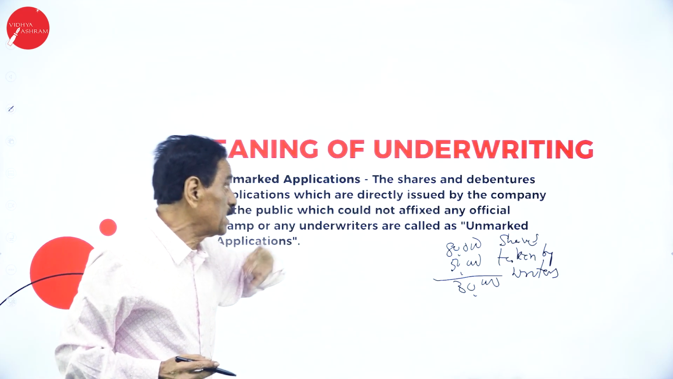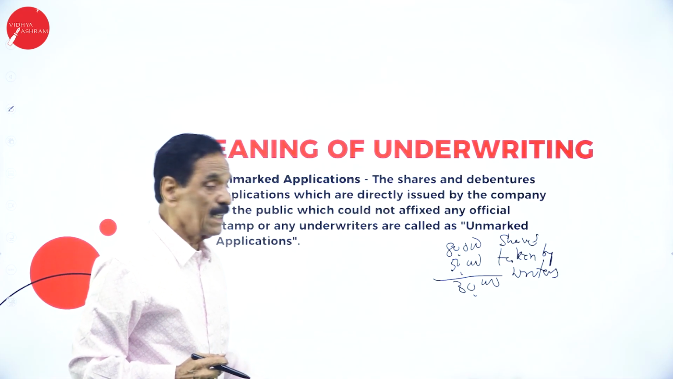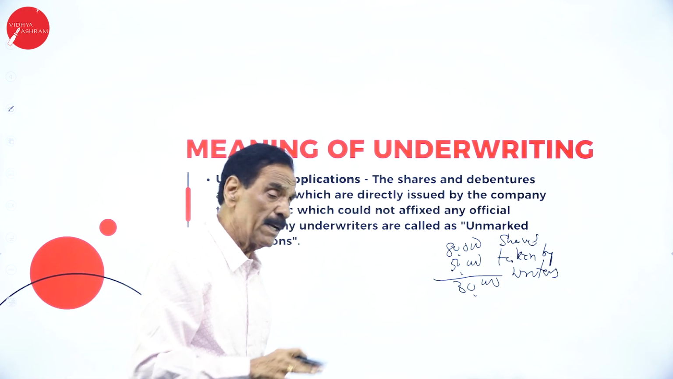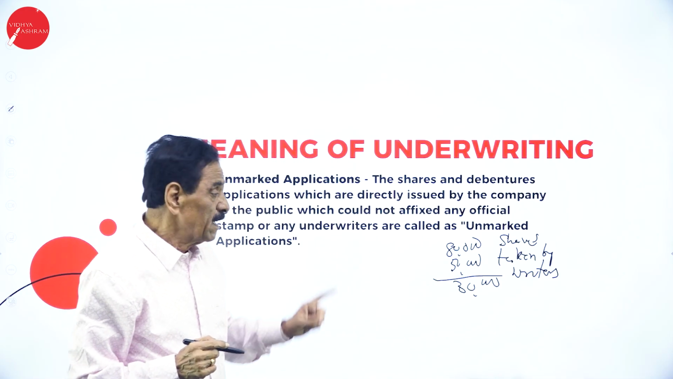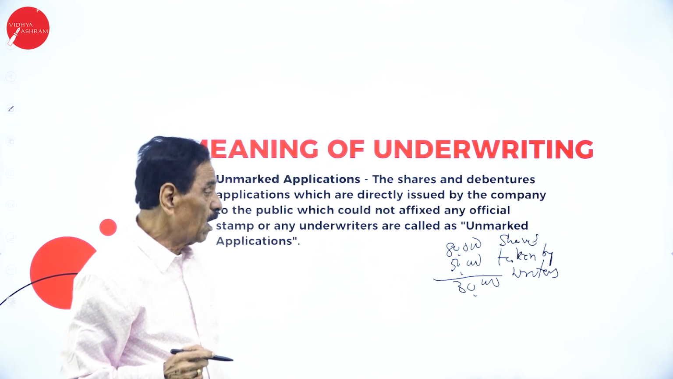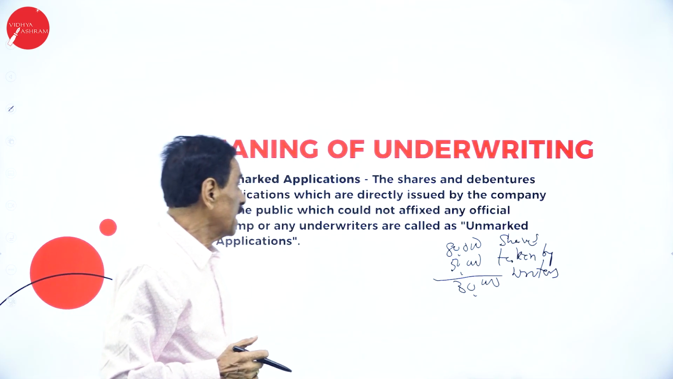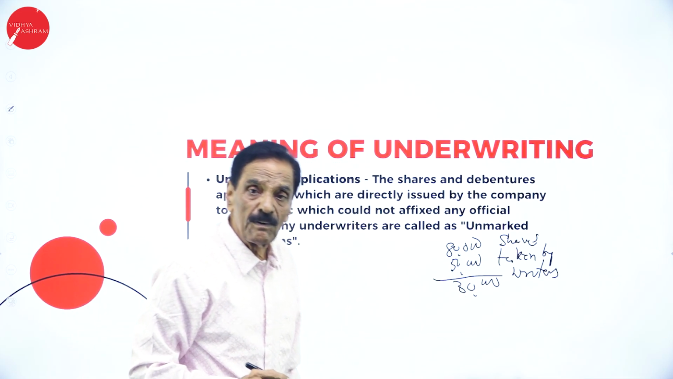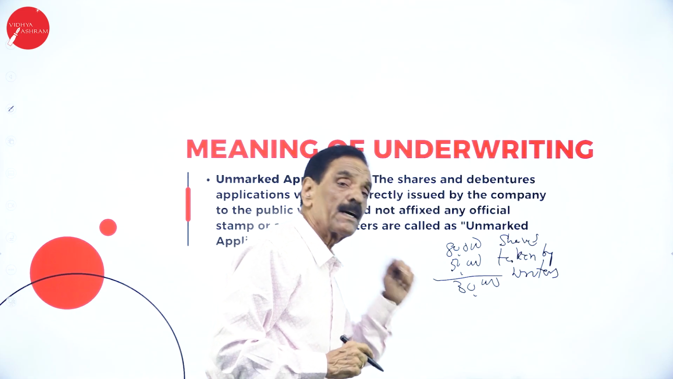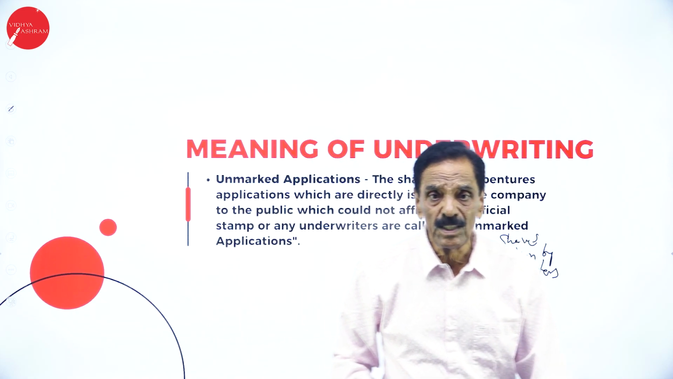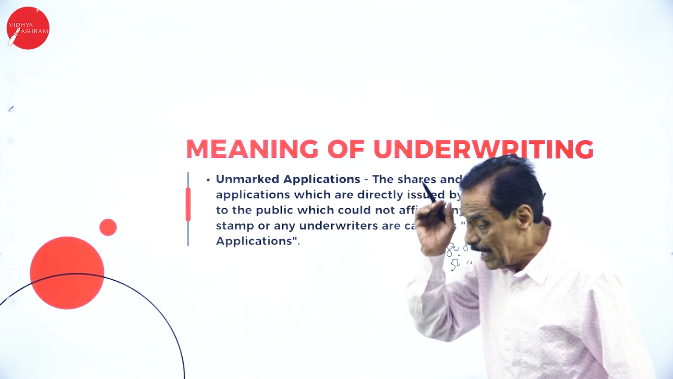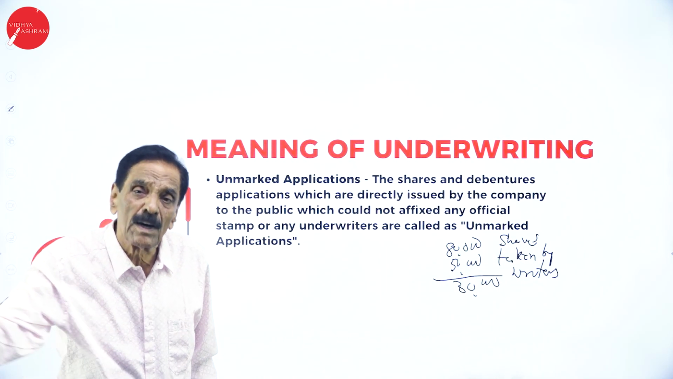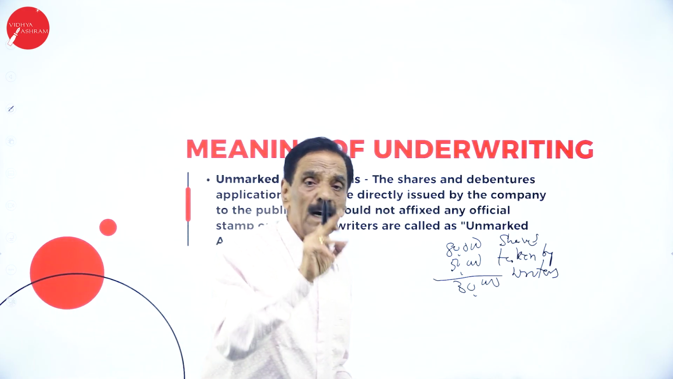So who will take the responsibility? The company will issue this to the public so that they have to collect the amount on 30,000 shares. That is the unmarked application. So how much is marked application? 50,000. How much is unmarked application? 30,000 shares. Hope you understand. If there is any mark of the underwriter, it is called marked application. If there is no mark, it is called unmarked application.